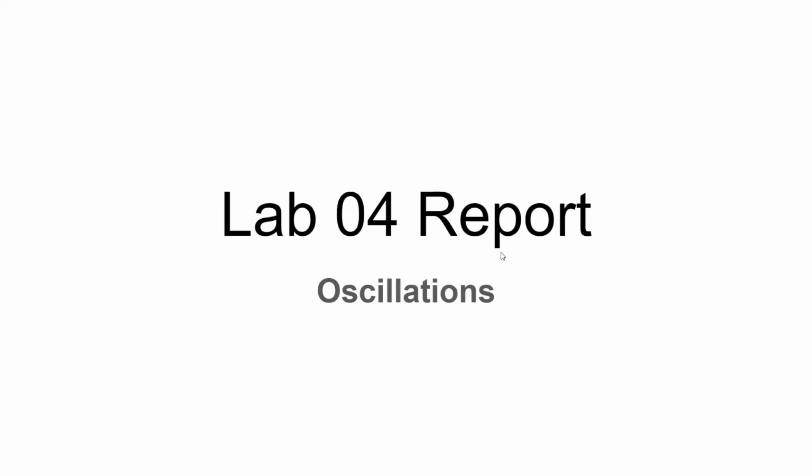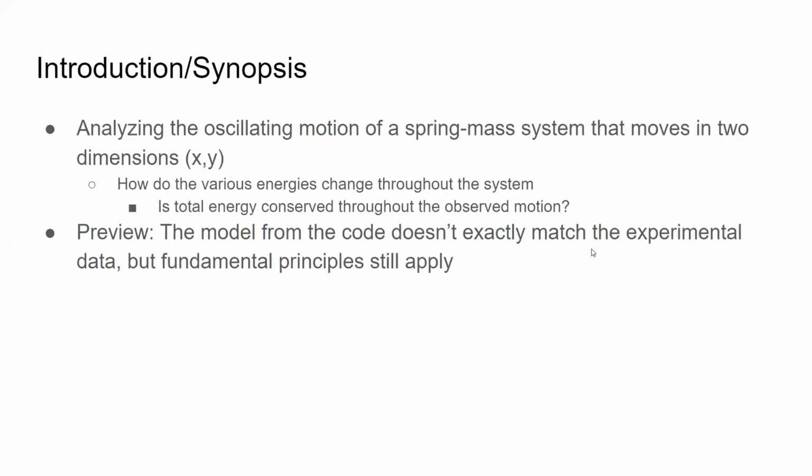Okay, this is lab report 4, oscillations. For the purpose of this lab, we are analyzing the oscillating motion of a spring mass system that moves in two dimensions, x and y, and how the various energies change throughout the system, and also whether total energy is conserved throughout the observed motion.